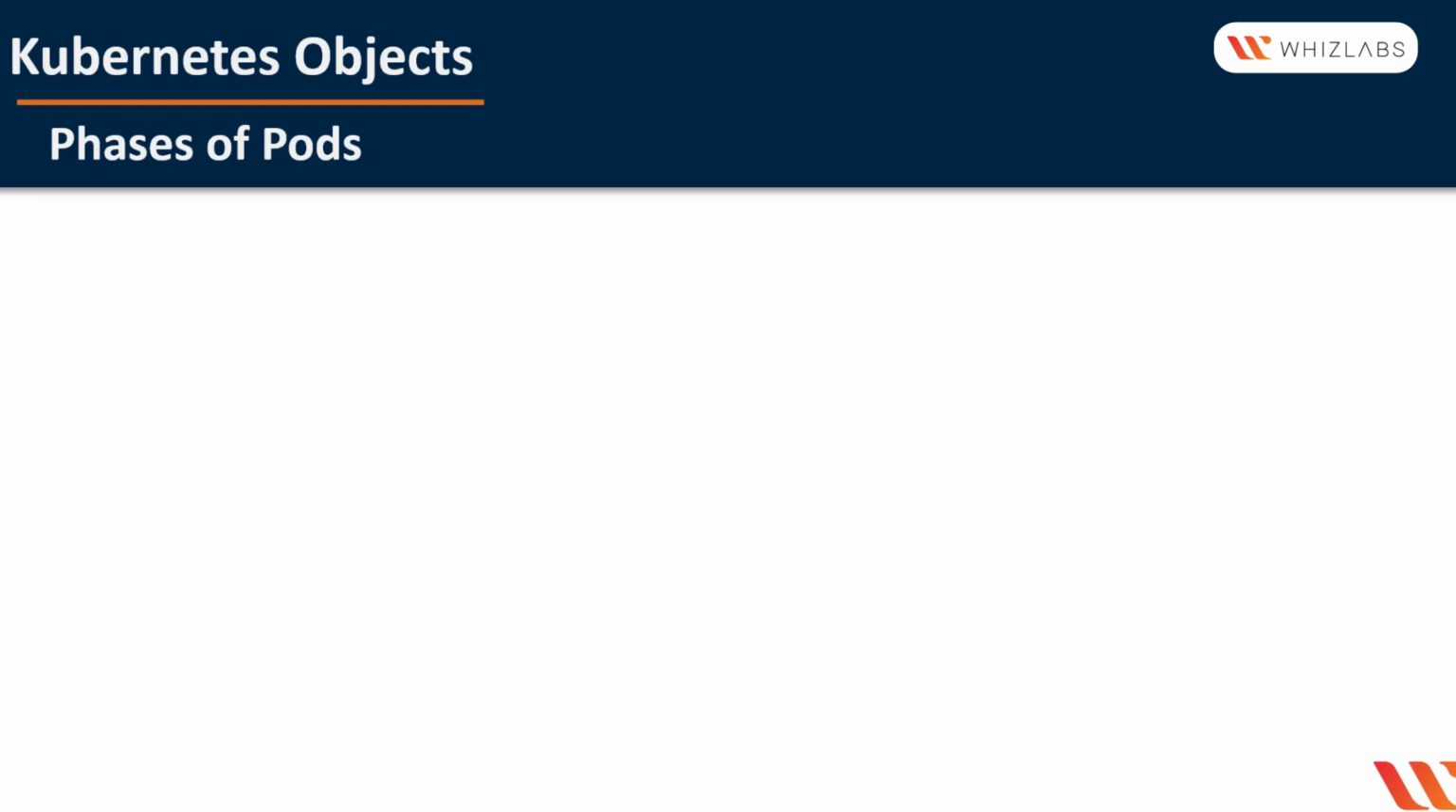Let's understand the different phases a pod could be in. The phase of a pod is a simple, high-level summary of where the pod is in its lifecycle. Here are the possible values for phase. First is pending. It means that the pod has been accepted by the Kubernetes system, but one or more of the container images have not been created. Pods might be waiting to be scheduled or downloading the images for the container.